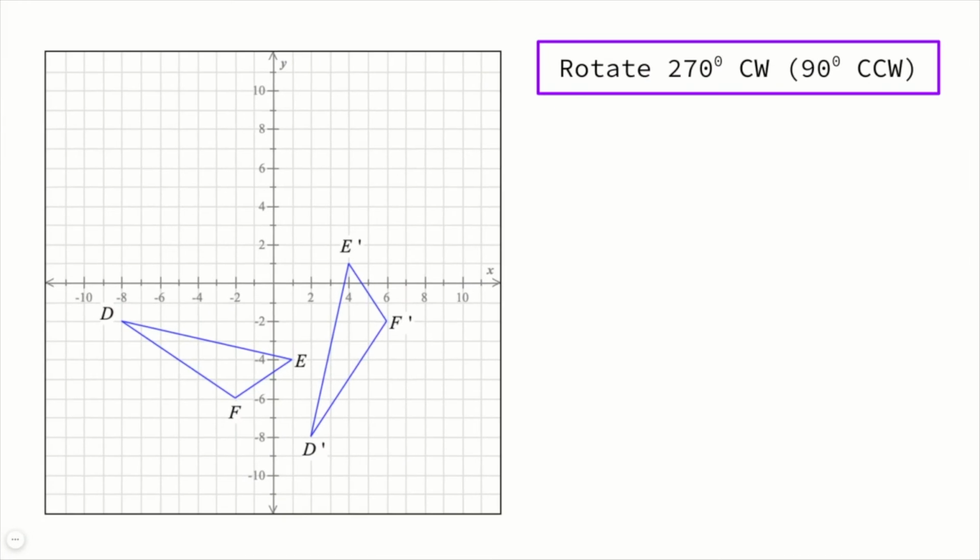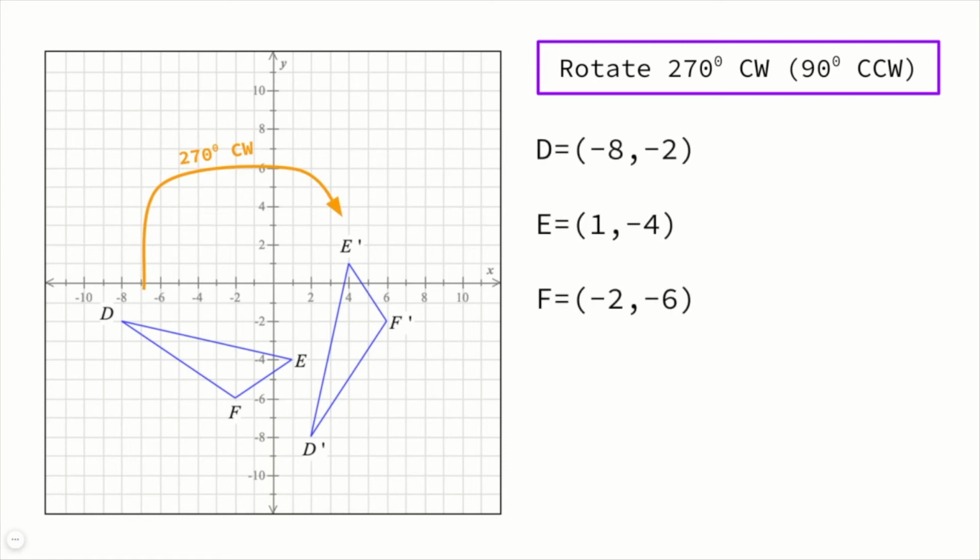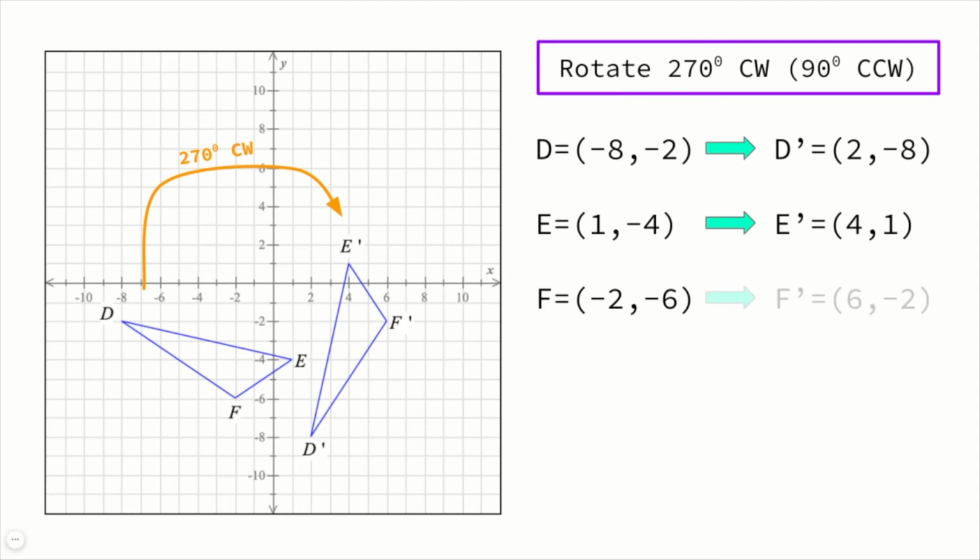We're going to rotate triangle DEF 270 degrees clockwise, which is the same as 90 degrees counterclockwise. So 270 degrees would be like 3 turns around the origin. So we've got our coordinates for D, E, and F. And you'll notice when I rotate D, it becomes 2, -8. So my x and y coordinates switch spots, and my y value is the opposite. So it went from -2 to 2. The E becomes 4, 1, and F becomes 6, -2.